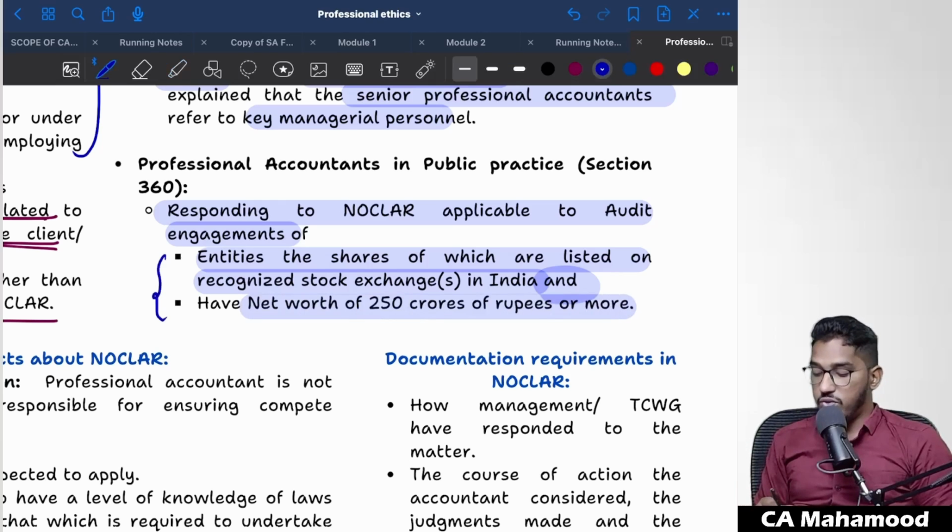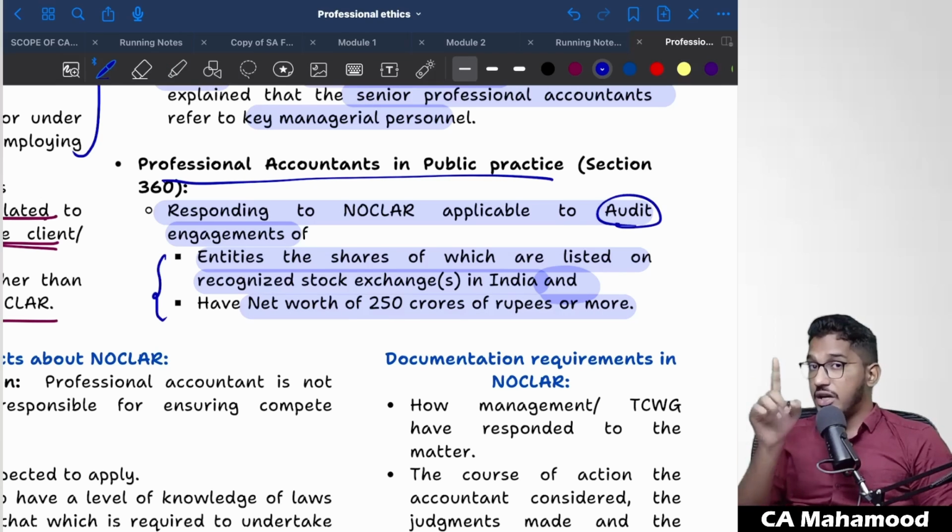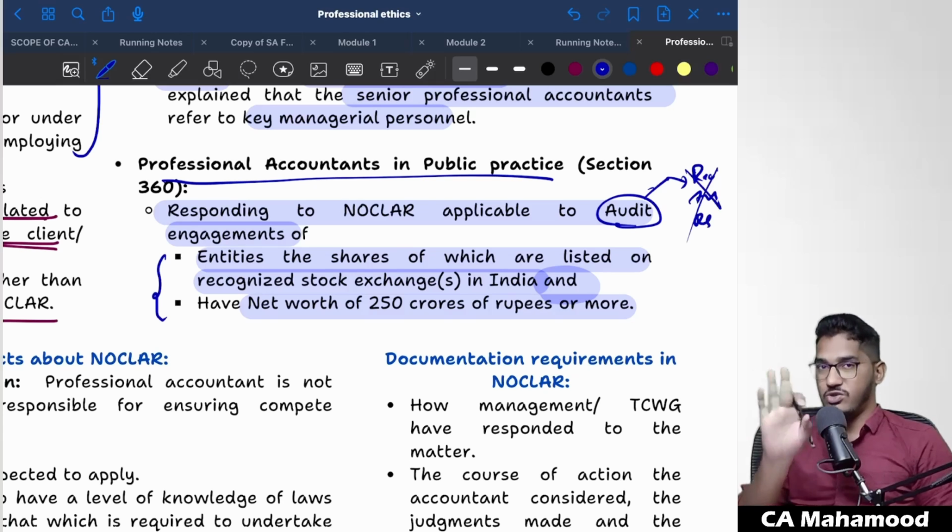For example, if you are a professional accountant, a chartered accountant in practice, if you are conducting an audit engagement, pay close attention here, when you are conducting other engagements, if you are conducting review, if you are conducting assurance, if you are conducting related services, then NOCLAR is not applicable.